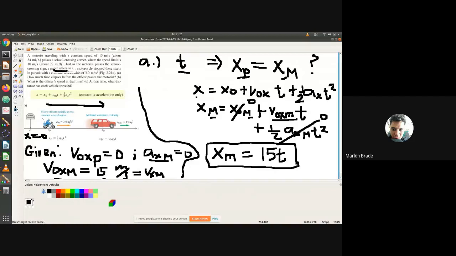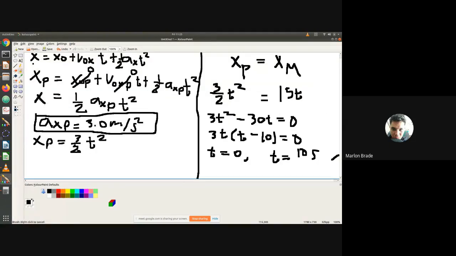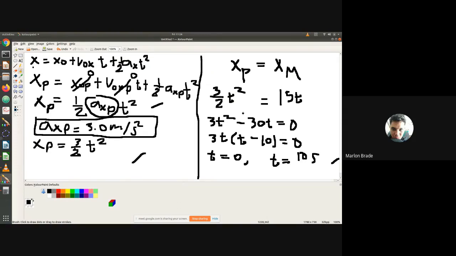The police officer on a motorcycle starts in pursuit with a constant acceleration of 3.0 meter per second squared. So karon ang maka-equation nga XP is equals to 1/2 AXP T squared. Pila ning AXP? 3. So nahimo siya 3.0 over 2 T squared. Okay, nakuha na nimo? Okay, sir. Thank you, sir.